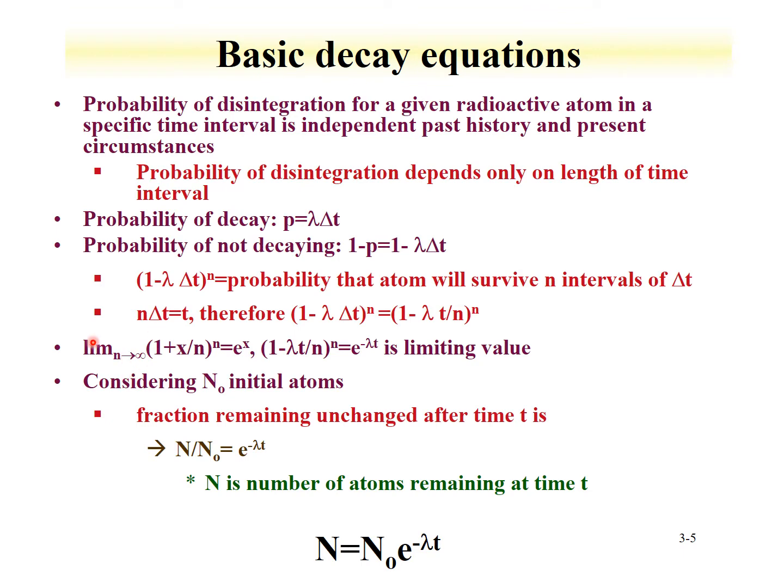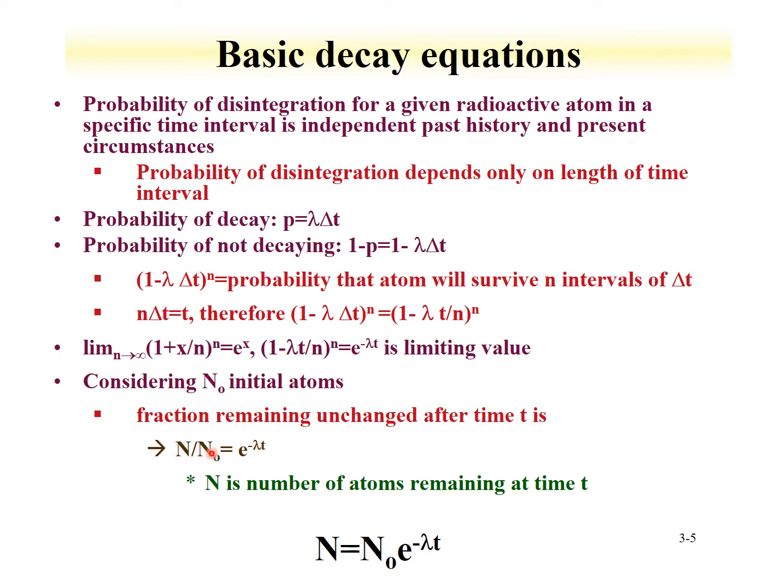Let's take the limit as n goes to infinity. 1 plus x divided by n, to the n, is just e to the x. So if we have 1 minus lambda t divided by n, to the n, that equals e to the minus lambda t. This is our limiting value. This is how we derive one of the fundamental terms in the equation for radioactive decay. So if we have n naught initial atoms, we want to know the fraction that's unchanged in time t.